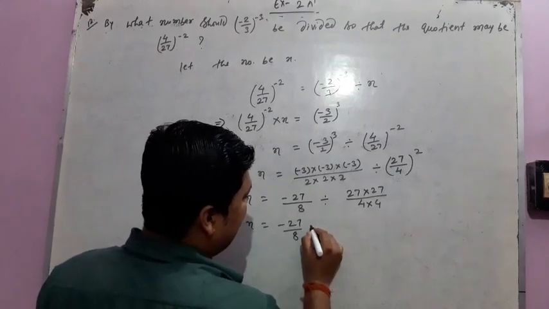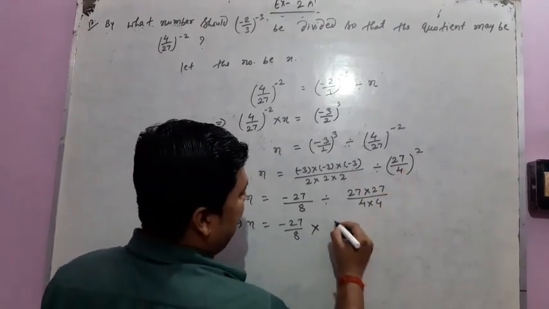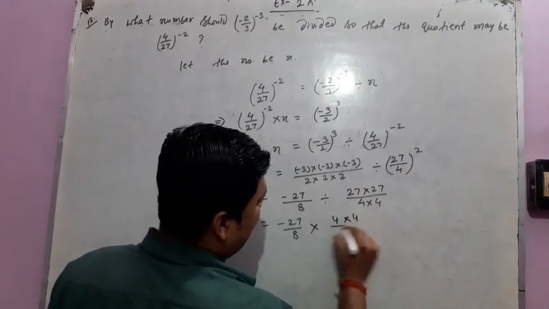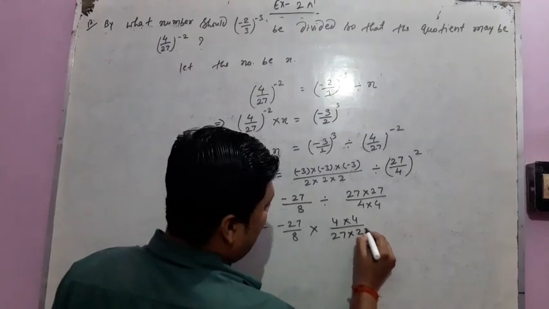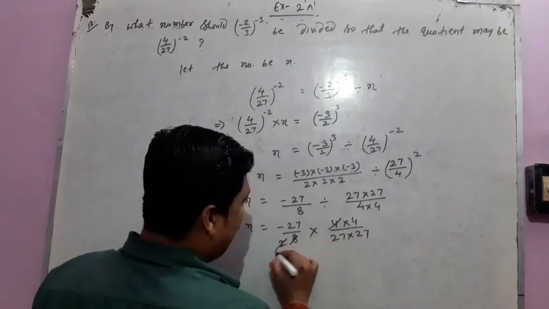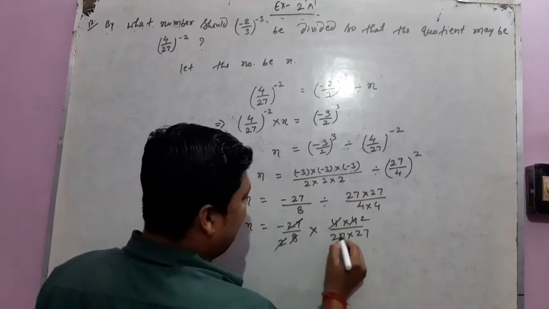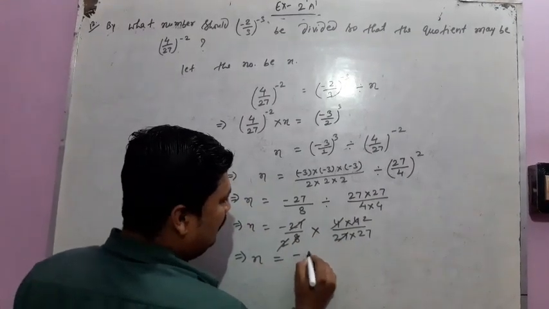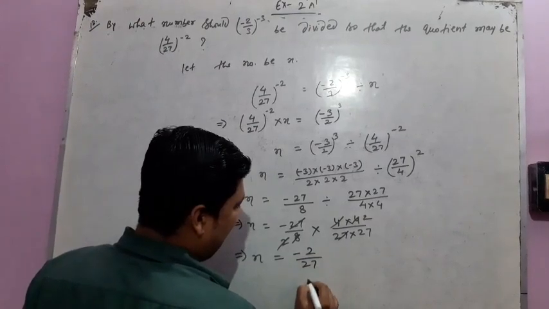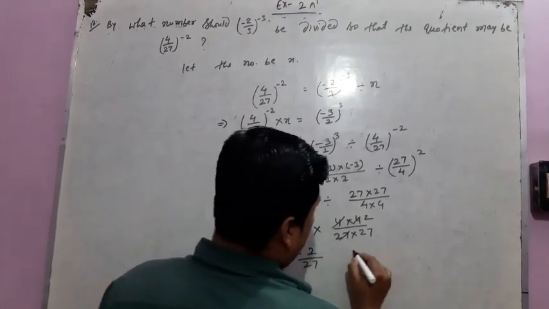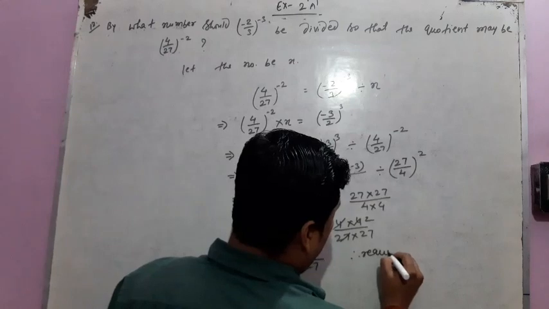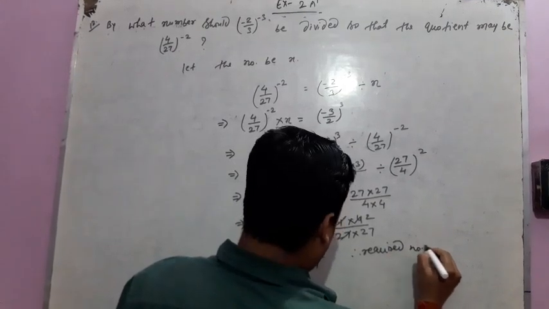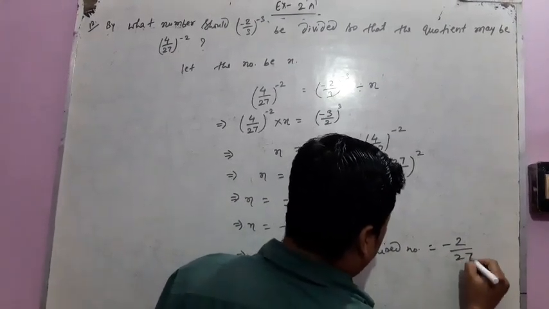And when this divide sign turns into multiply, the next fraction also becomes reciprocal. So 4 2s are 8 and 2 2s are 4. 27 and 27 will be cancelled. Therefore, the value of x is equal to minus 2 by 27. That's the answer. Therefore, the required number is equal to minus 2 by 27.